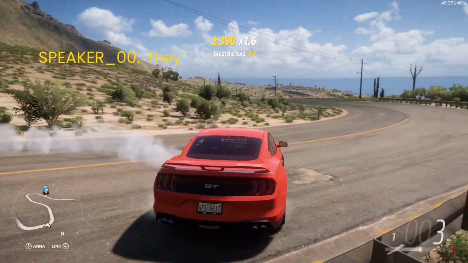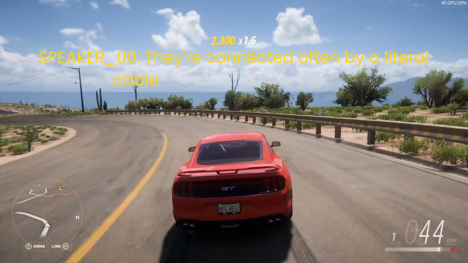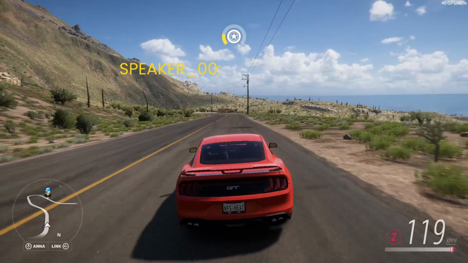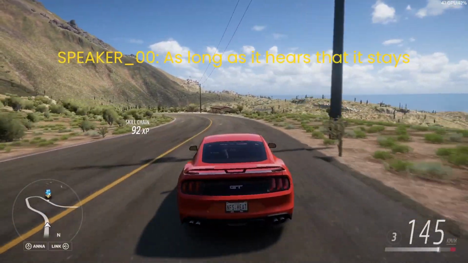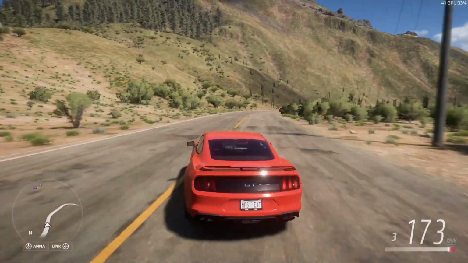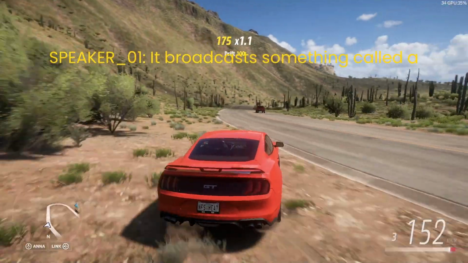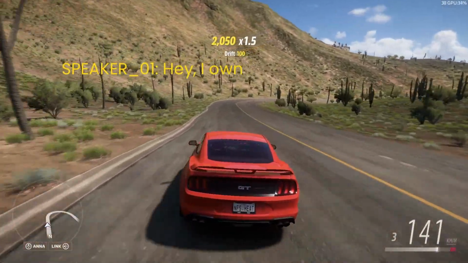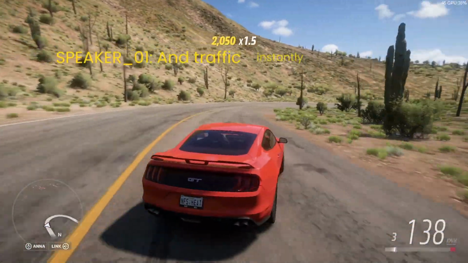Right. They're connected, often by a literal cable or a dedicated network. The passive one just listens for a pulse, thump, thump. As long as it hears that, it stays asleep. But if the pulse stops, it initiates a takeover. It broadcasts something called a gratuitous ARP, basically shouting to the entire network, hey, I own this IP address now, and traffic instantly flows to the backup.